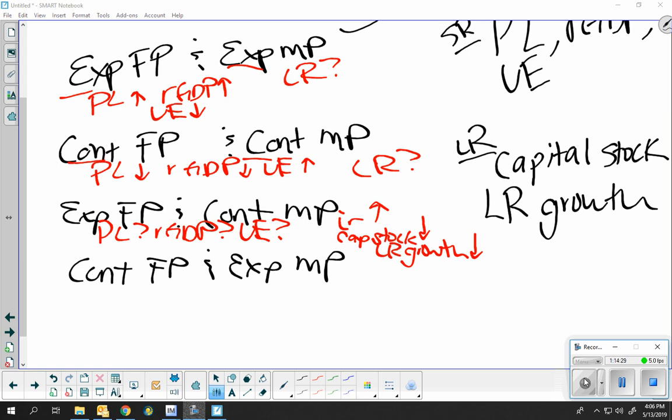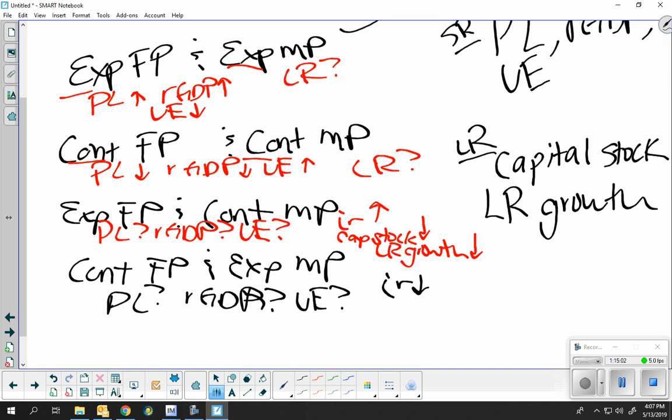So if they don't match: don't know, don't know, don't know. But I do know interest rates. This is the best combo. The best combo leads to the best long-term economic growth. Contractionary fiscal policy, which is less government spending and more taxes, and low interest rates, brought to you by expansionary monetary policy, creates not only a surplus for the government to have this extra money, but also low interest rates, which increases capital stock, which increases long-run growth.